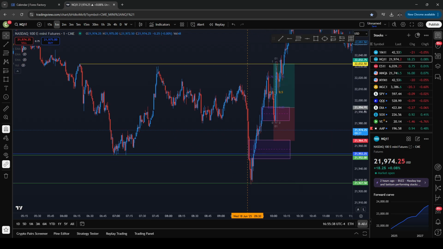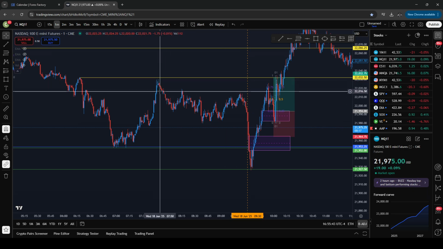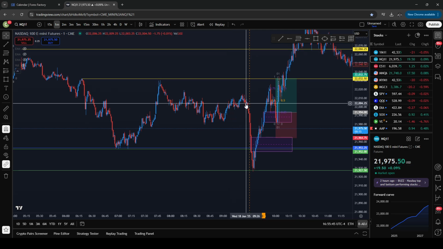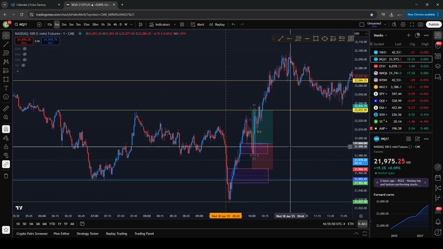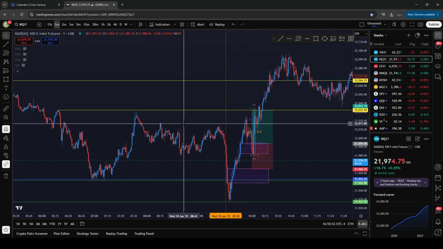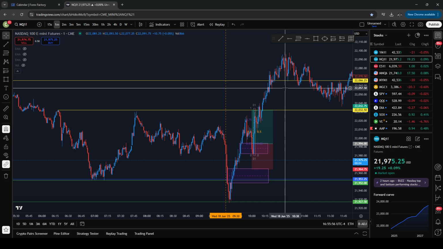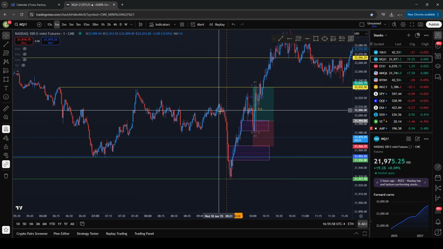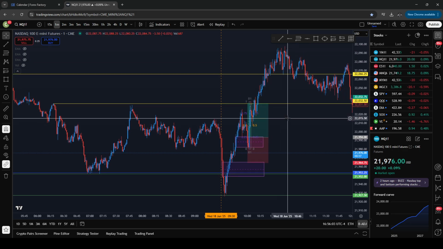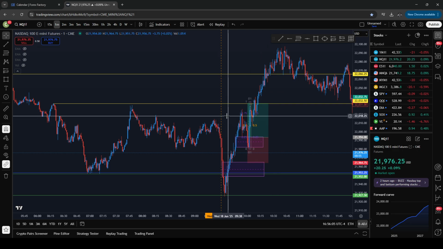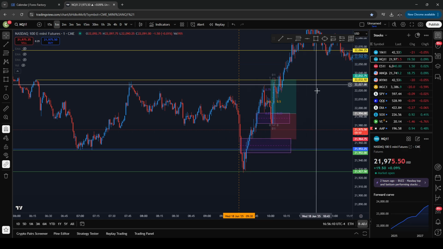Looking from right here, we see just this consolidation. We see this judo move down, and then we see a rip up to the upside. This is the basis of power of three. Now, from here to here is not one candle, but you can see the consolidation, manipulation, and distribution. Those are some things just to look for in the market and your trading.